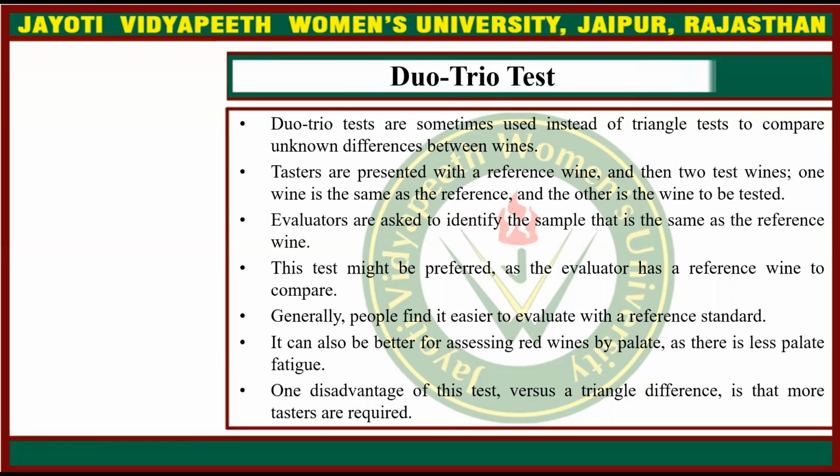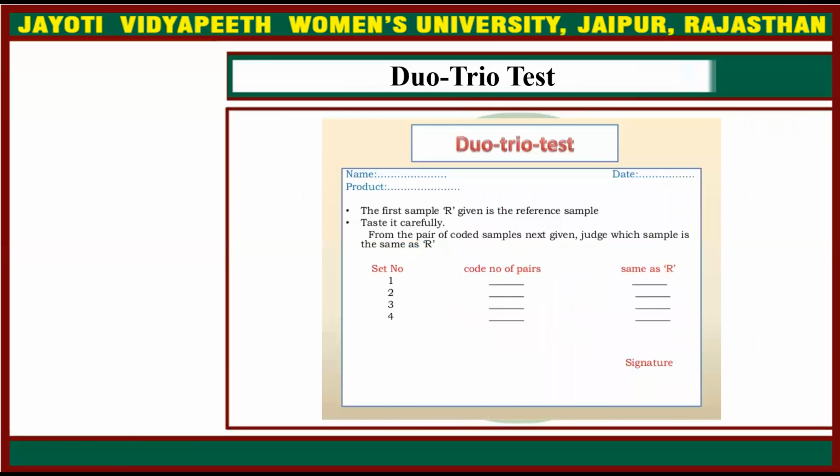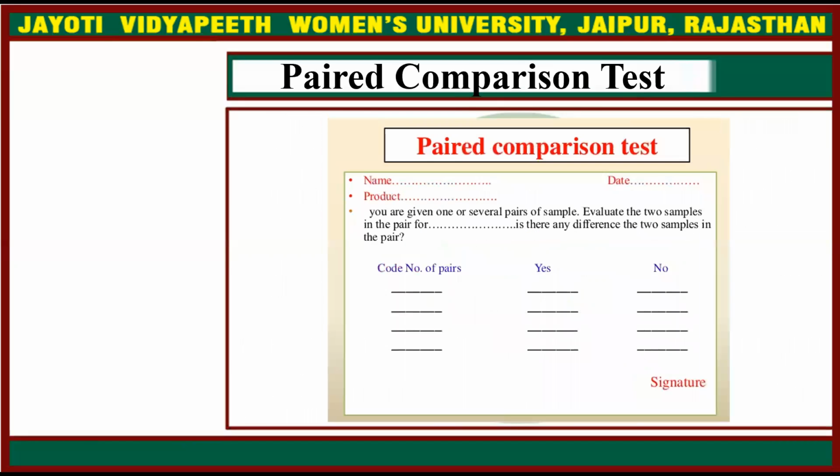This test might be preferred as the evaluator has a reference wine to compare. Generally, people find it easier to evaluate with a reference standard. It can also be better for assessing red wines by palate as there is less palate fatigue. One disadvantage of this test versus a triangle difference test is that more testers are required. This is the performer of the duo trio test.